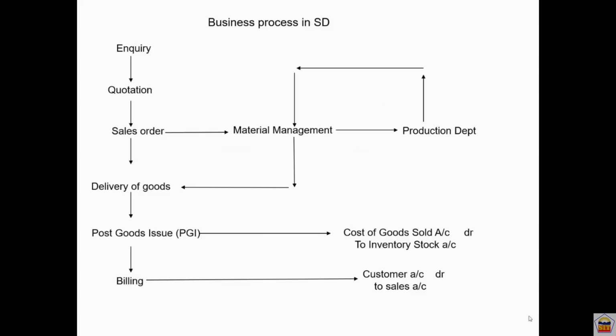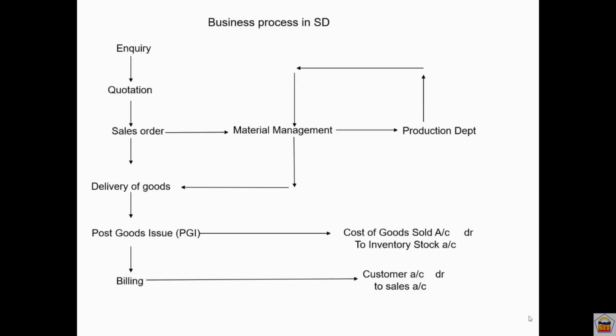Now, the way we have the procure to pay process in the FI-MM integration, in the same way we have the order to cash process in the FI-SD integration. Here the customer is going to inquire about the product from us, and the sales department will share the quotation. After that, if they agree on everything, the customer is going to place the sales order, and they will make sure that sufficient quantity to be supplied to the customer is ready with the company or not.